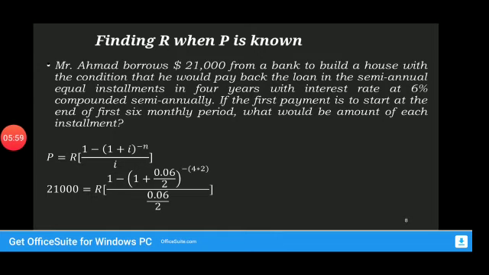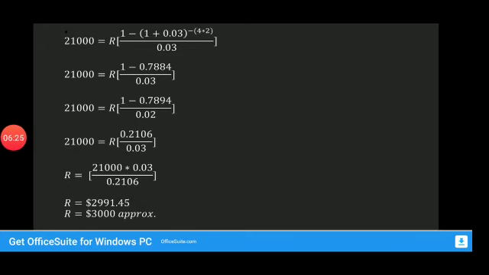Here P is equal to $21,000. R is unknown, that is X, which we need to find. i is 0.06 divided by 2 because it is compounded semi-annually, and n is 4 × 2, that is 4 years multiplied by 2, because it is compounded semi-annually. By simplifying it, we get the result that R is equal to $2,991.45, which is approximately $3,000.